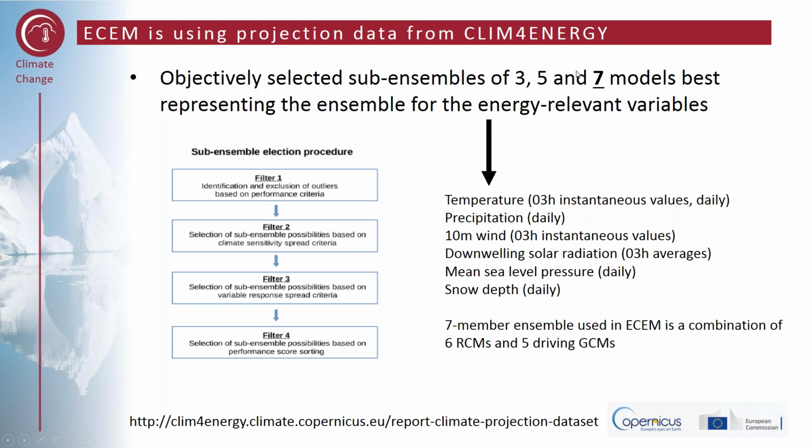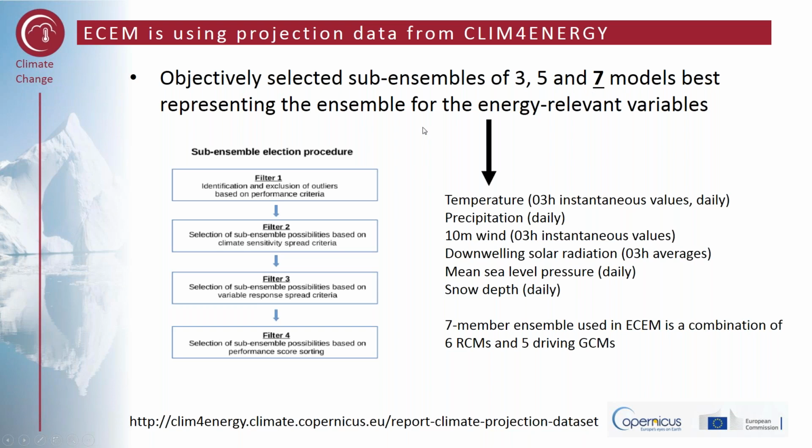So CLIM for Energy took the view that for many users, and particularly where the projection data is being run through complex impact models, it's not possible to use a very large ensemble. So from the EURO-CORDEX ensemble, they selected a number of smaller ensembles of 3, 5 and 7 members. In ECEM we're using the 7-member ensemble.